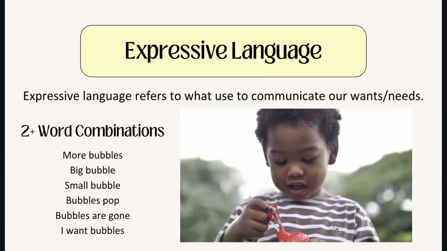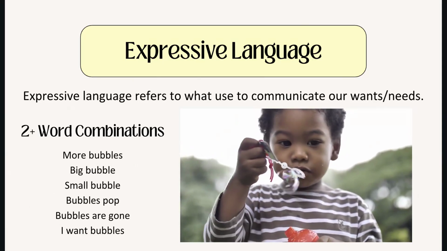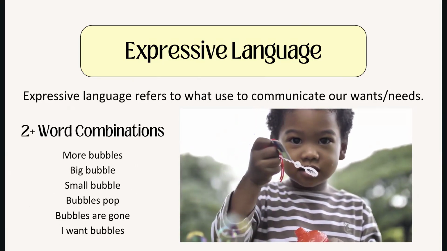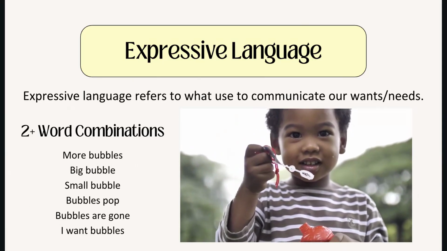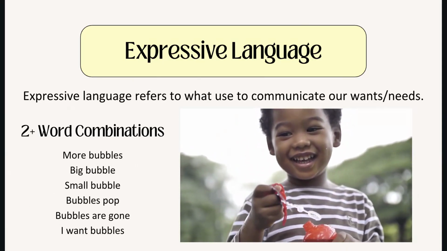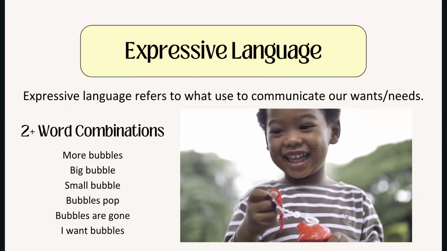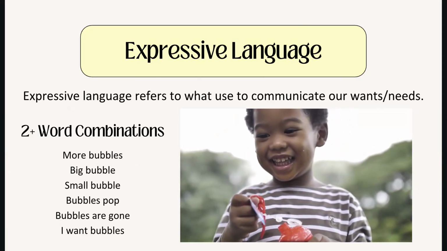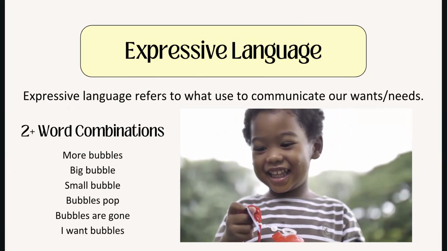And then we keep building on those skills using two or more word combinations. So more bubbles, big bubbles, small bubbles, bubbles pop, bubbles are gone. See, there now we're getting into a three-word combination. And slowly but surely we're adding more and more and more language and more words.